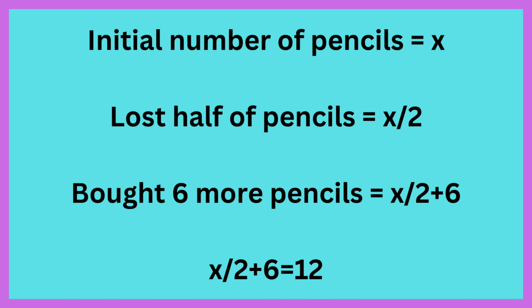Andrew lost half of the pencils, that would be x divided by 2. Next, Andrew gained 6 pencils. That will be x divided by 2 plus 6. This will be equal to the total number of pencils, which we know is 12. Thus, we can set up an equation, x over 2 plus 6 equals 12.